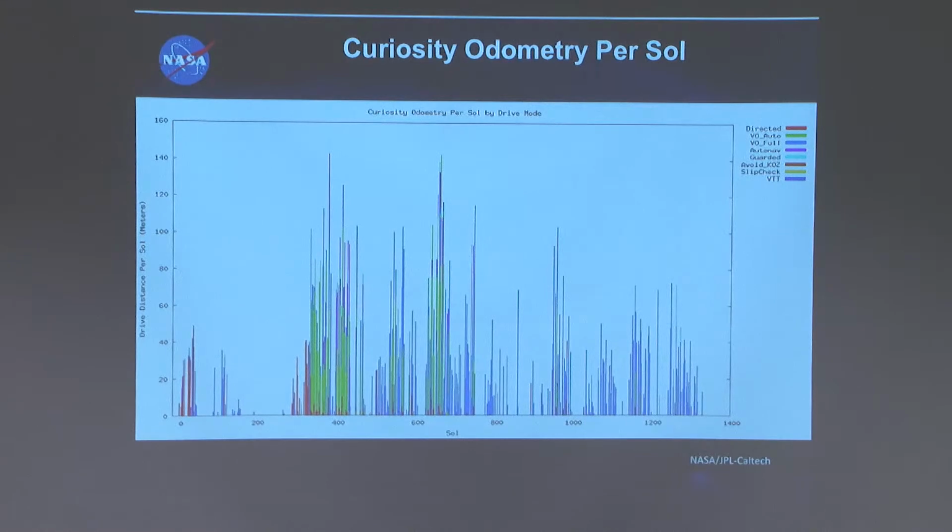So this is the odometry history of the Curiosity rover. These colors are different modes of operation of our navigation software, which has some parameters. And this x-axis is the sol, which is the Martian day, and this shows how much you drove during that day. Like I said, this is 140 meters, and most of the time the average is about 20 meters a day, so it's not so fast.